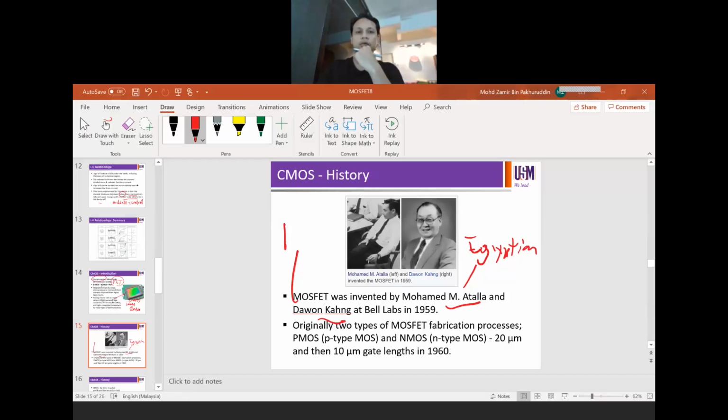So the MOSFET was invented back then, 1959, in Bell Labs in the US, right? Originally, we have two types of transistor fabrication processes for MOSFET, which are based on NMOS and PMOS. And at that time, back then, it was with 20 micron gate length.